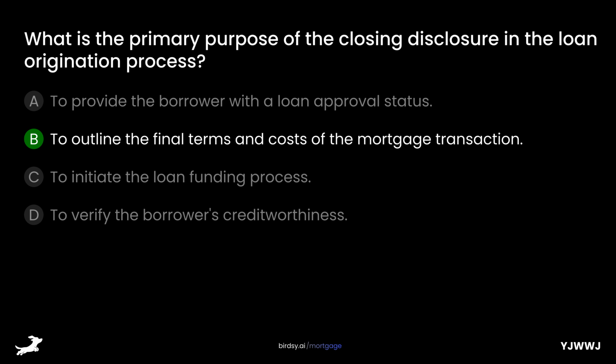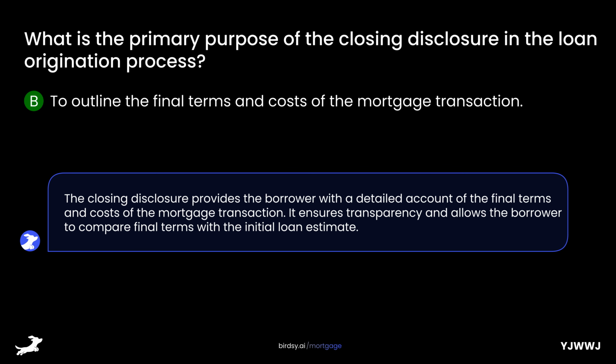The answer is B, to outline the final terms and costs of the mortgage transaction. The closing disclosure provides the borrower with a detailed account of the final terms and costs of the mortgage transaction. It ensures transparency and allows the borrower to compare final terms with the initial loan estimate.